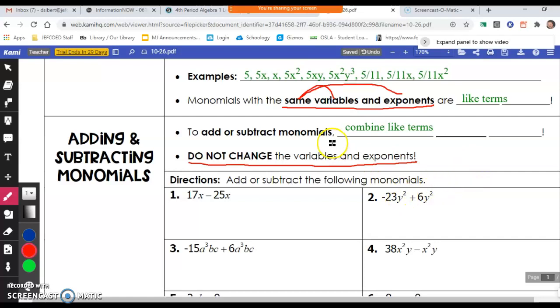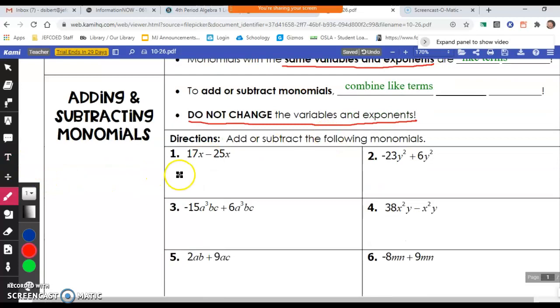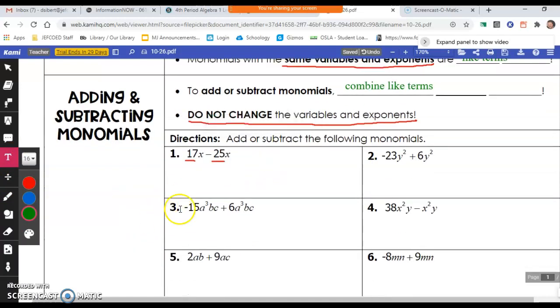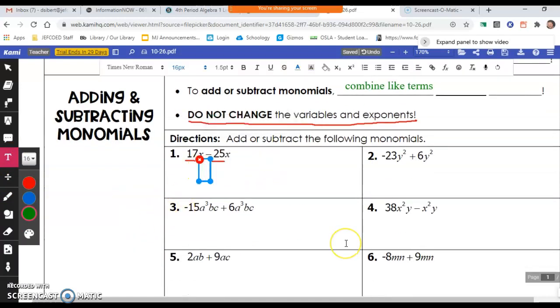All right, so if we're looking at number 1 here, guys, my base number or my coefficient is 17. We have an x and x. My variables are the same. So what would you call 17x and 25x? Like terms. So if they're like terms, we can combine them, whether it's adding or subtracting them. So if you have 17 x's and you take away 25 of those, it'd be negative 8 what? X. Pretty simple.